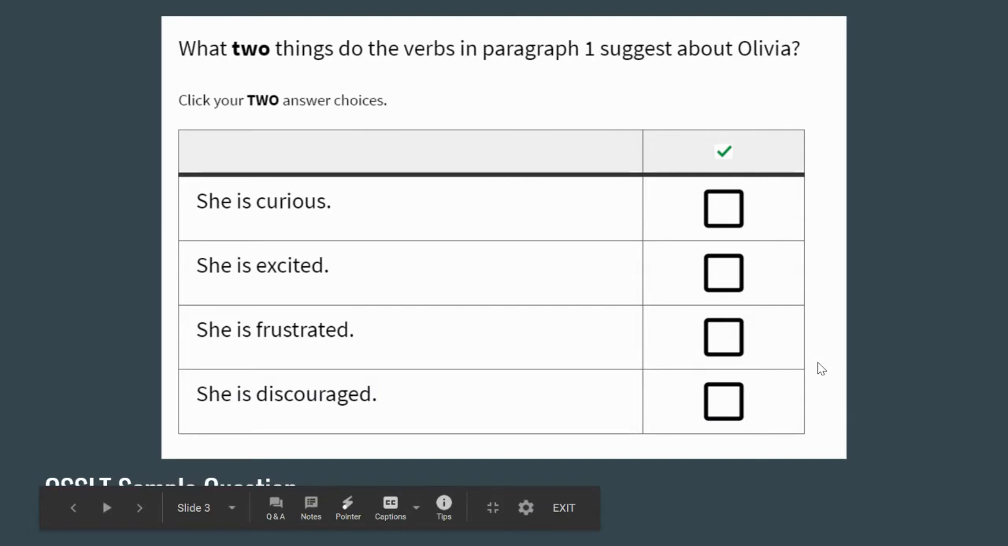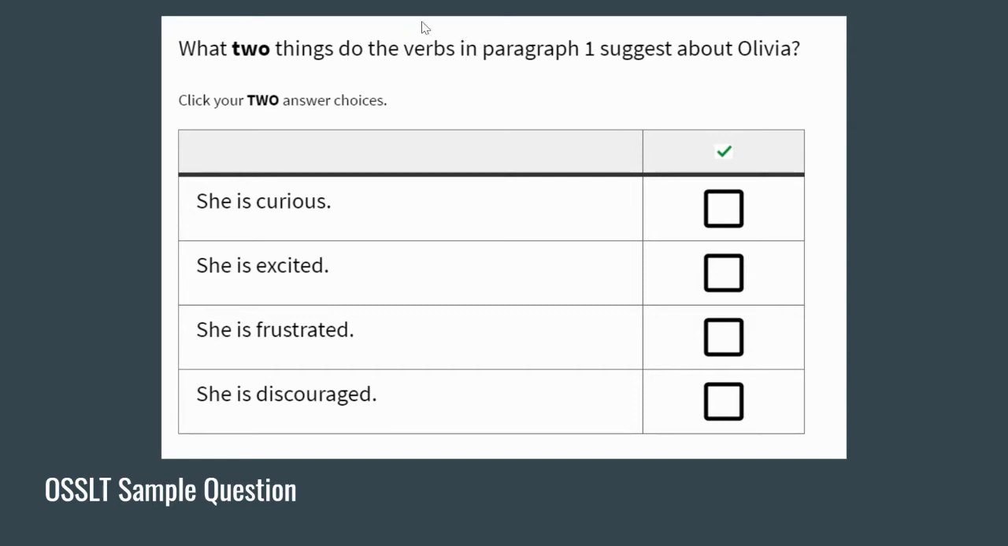Here's a sample question. What two things do the verbs in paragraph 1 suggest about Olivia? So this is coming out of one of the readings on the sample test that is available to us. So ultimately, this question really relies on our knowledge about what a verb is. The nice thing about the question is it does refer us back to the paragraph where we can find the answer, but we need to know what a verb is. If we don't know what a verb is, we're going to be hard-pressed to answer this question.